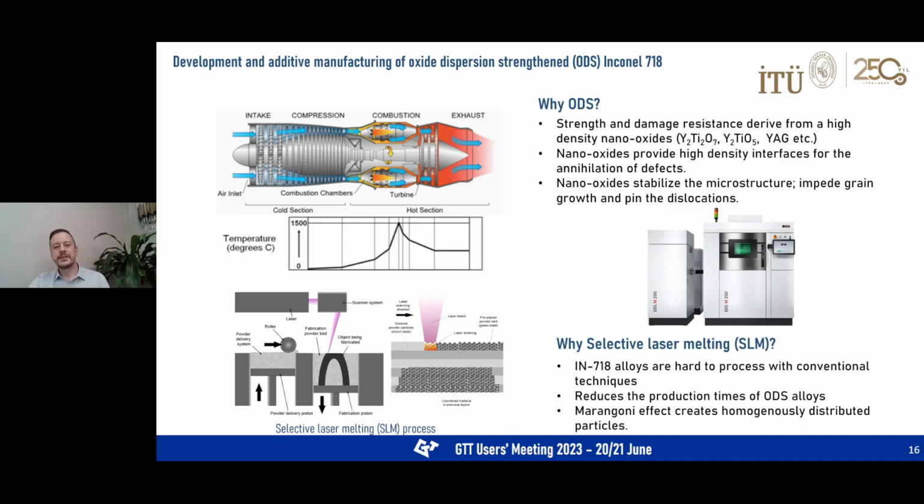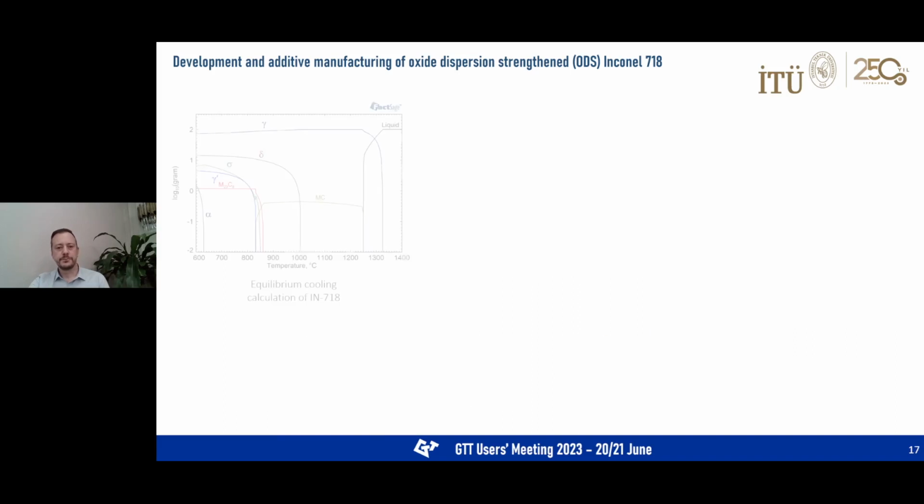Why selective laser melting process? Because these alloys are hard to process with the conventional techniques, and this technique reduces the production times of ODS alloys and results in homogeneously distributed particles.